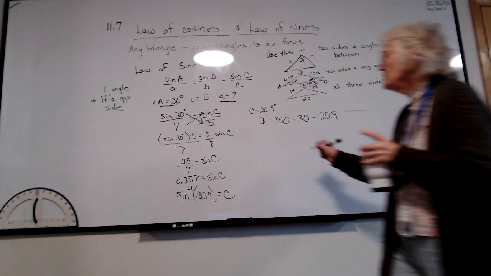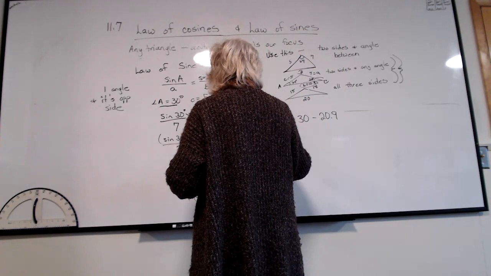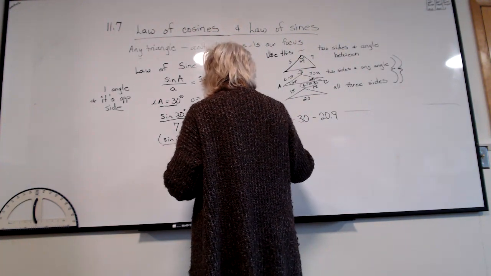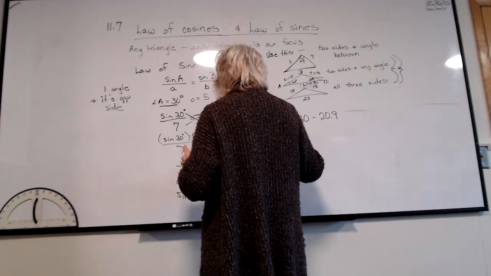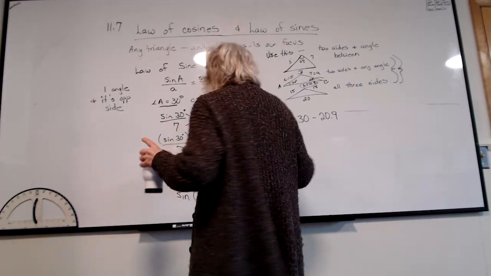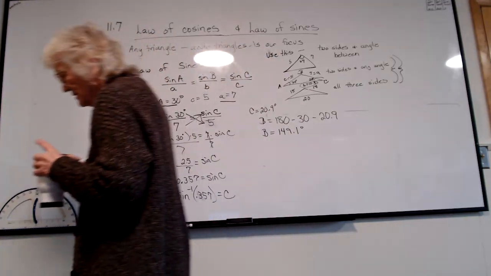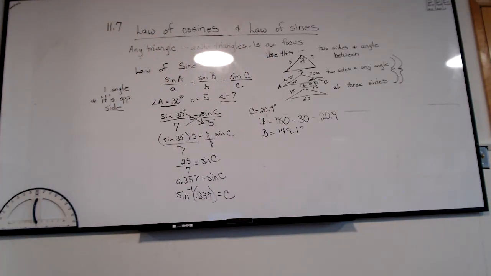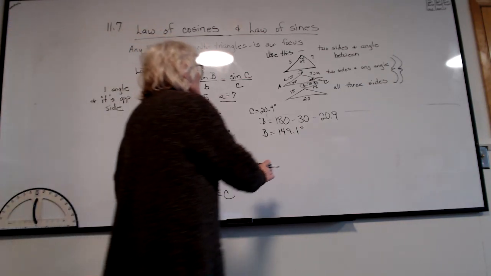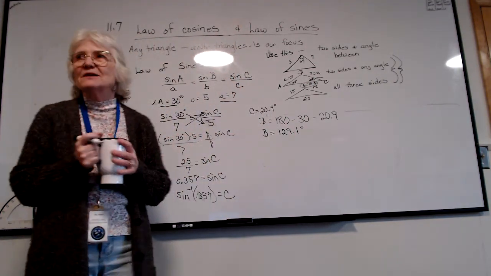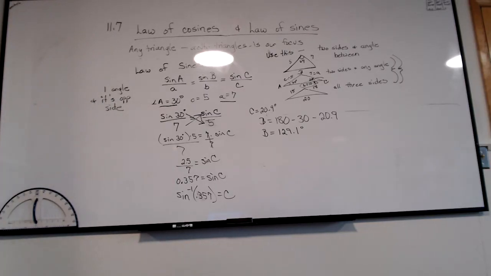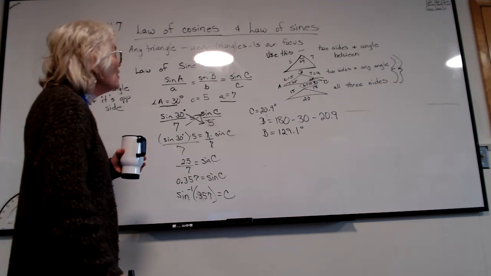So this means B is going to equal, what'd you come up with? 149.1? No, it's 129.1. Okay, that's not an acute angle. Okay, we'll see if this works. Oh, 129.1, yes, it is. Thank you. You had me fooled. I didn't check. Okay, so now I know B.